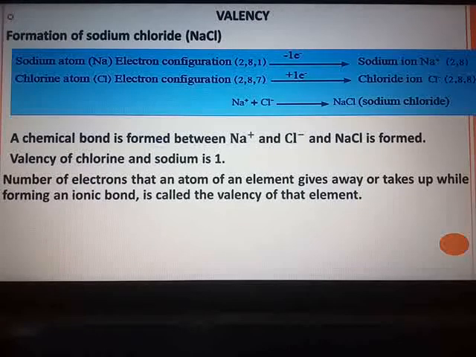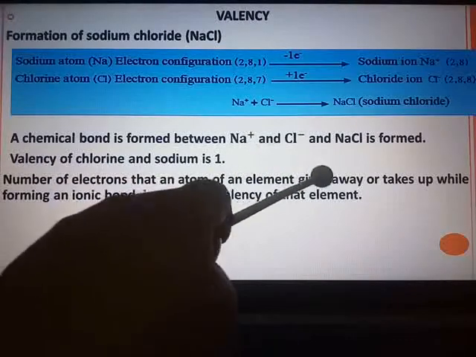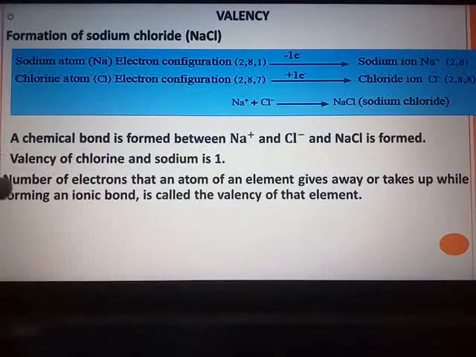So from this you can come to one more definition of valency. The number of electrons that an atom of an element gives away or takes up while forming an ionic bond is called the valency of that element. It is the formation of ions. Later on we will see cations and anions.